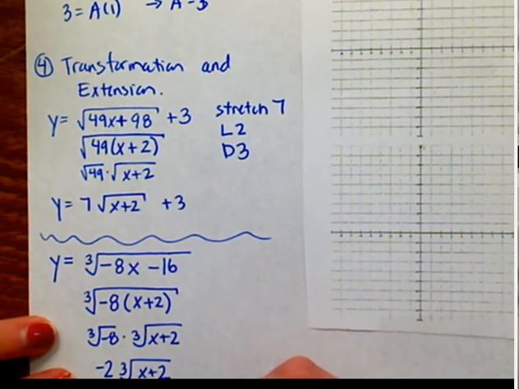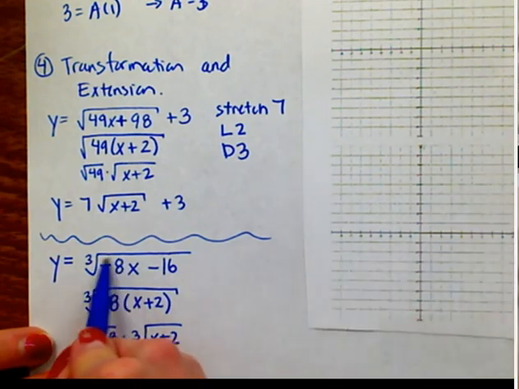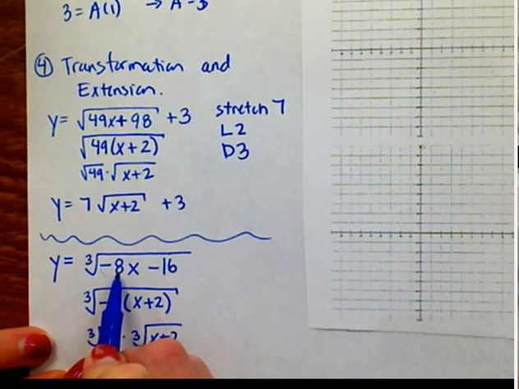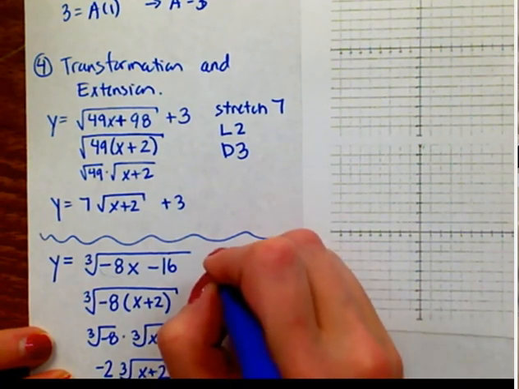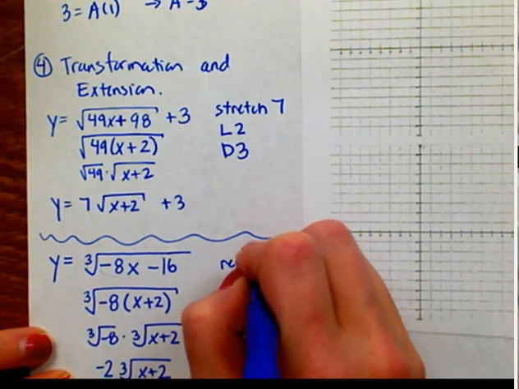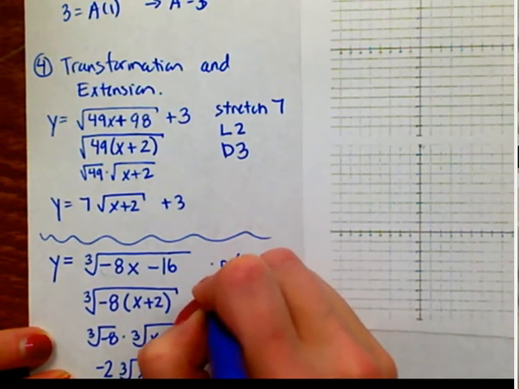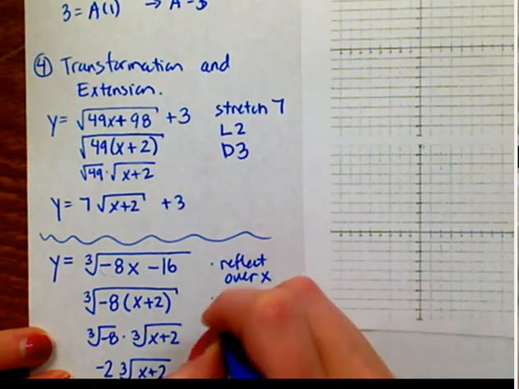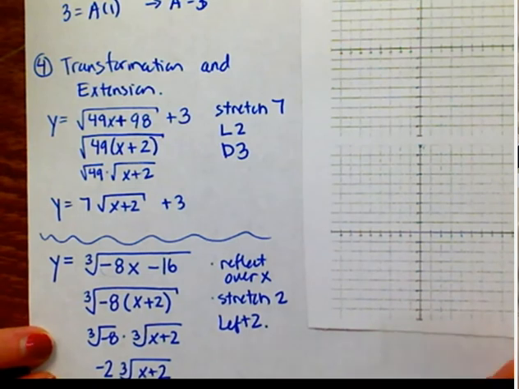The reason we would like to be able to do this is so that you can graph it. Okay? We don't do transformations or compressions with the x here. And so we convert it this way. Okay? This would be reflect over x, stretch 2, left 2. Woohoo! We're done. There's the bell.